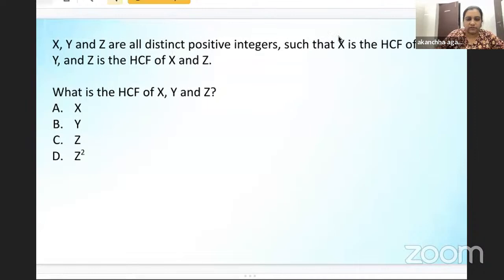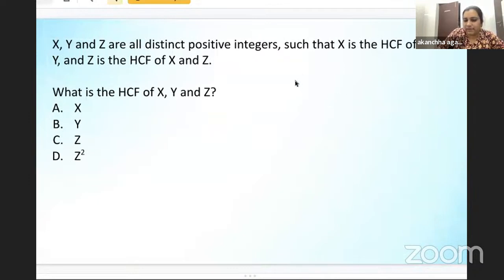So let us start with this question. It says x, y, and z are all distinct positive integers such that x is the HCF of x and y, and z is the HCF of x and z. What is the HCF of x, y, and z? This question has a little bit of a trick in it. We have the numbers x, y, and z, such that x is the HCF of x and y. So of the first two numbers, x and y, x itself is the HCF.